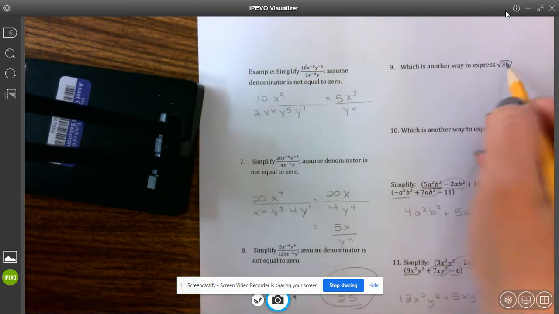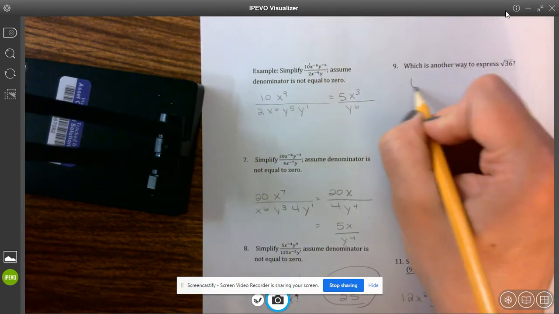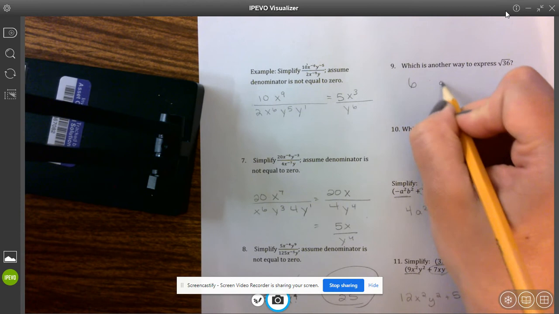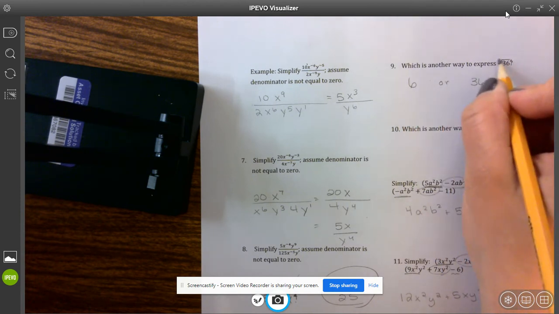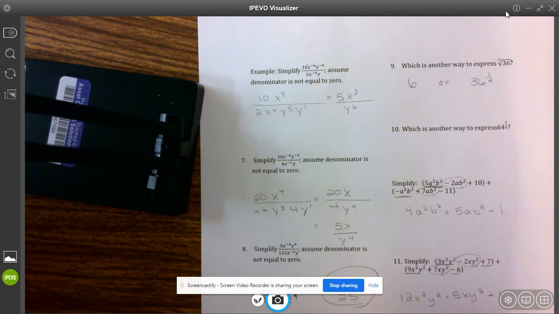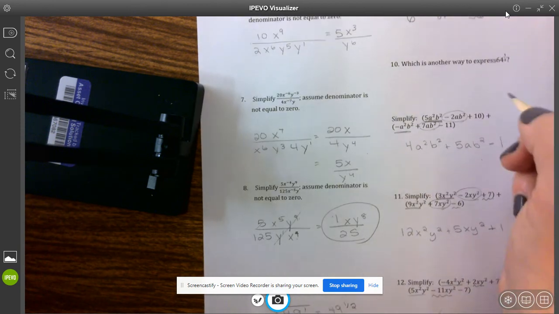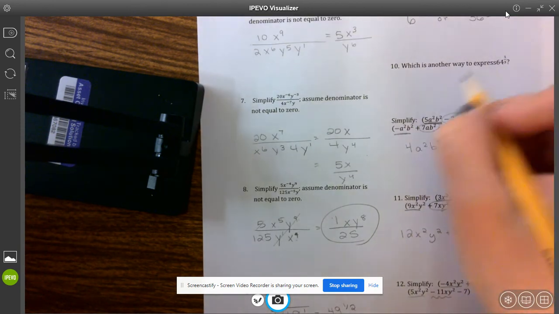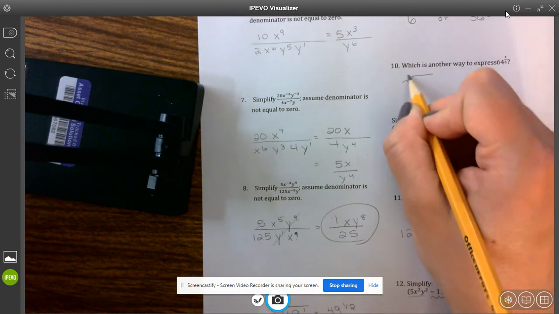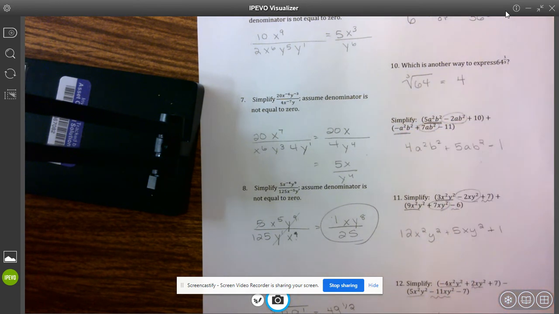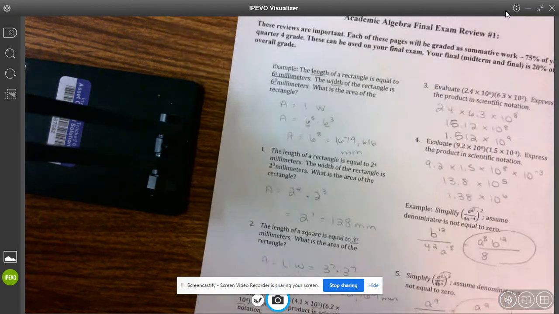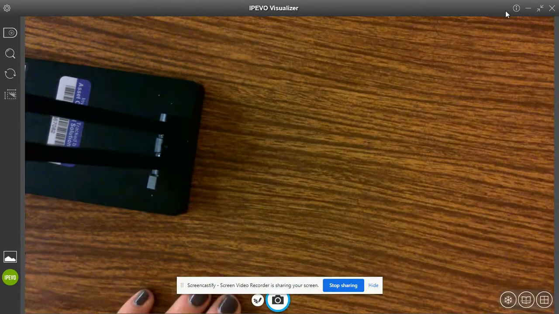What's another way to express the square root of 36? Some people would say 6. Or the same way is 36 to the 1/2, square root, which is another way to express 64 to the 1/3. Third root of 64, which is 4. Depends on what the multiple choice answer is on your test. Okay, so this is the first final exam review.